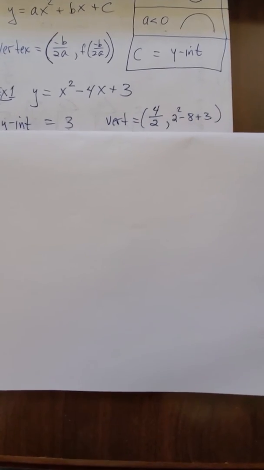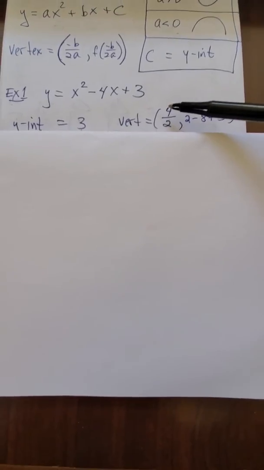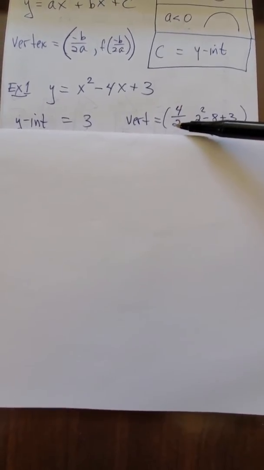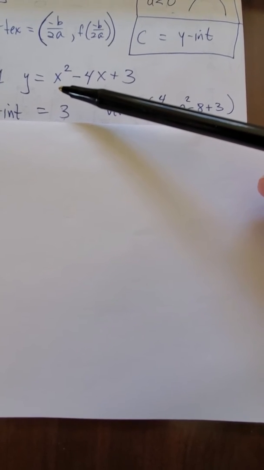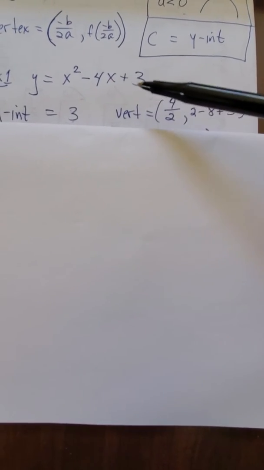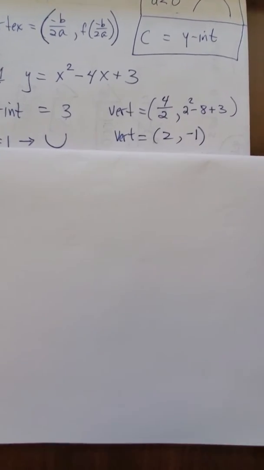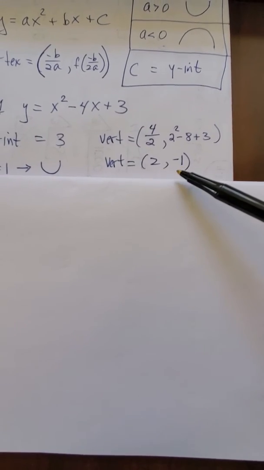The vertex of the parabola is going to be negative b over 2a, which comes out to negative negative 4, which is positive 4, over 2 times 1, so that's 4 over 2, which equals 2. Then you take the 2 and you plug it in for x over here. So it's 2 squared minus 4 times 2 plus 3, which is 2 squared minus 8 plus 3, and that becomes 2 comma negative 1. So the vertex of our parabola is 2 comma negative 1.